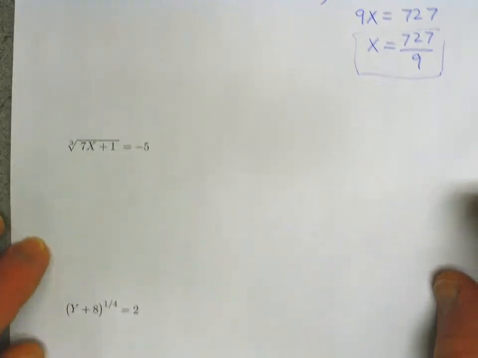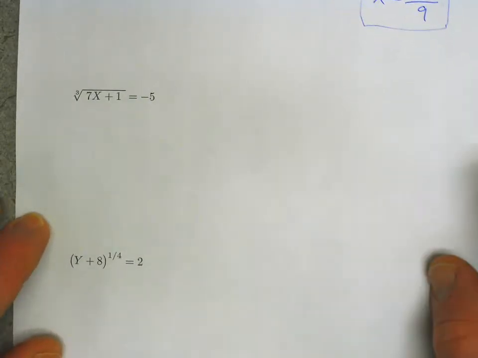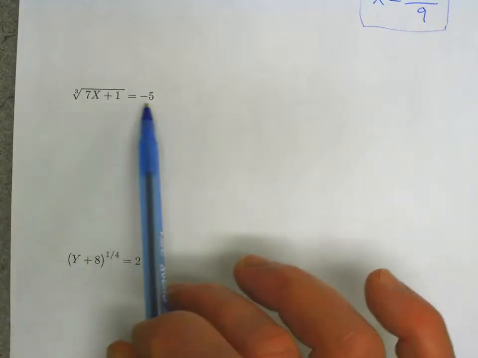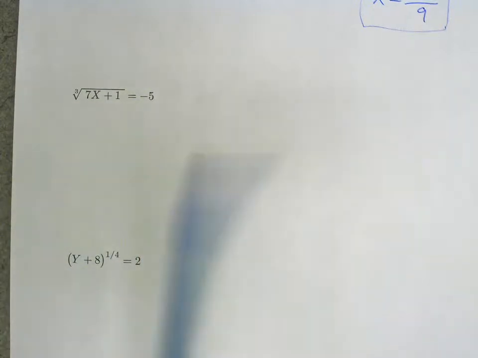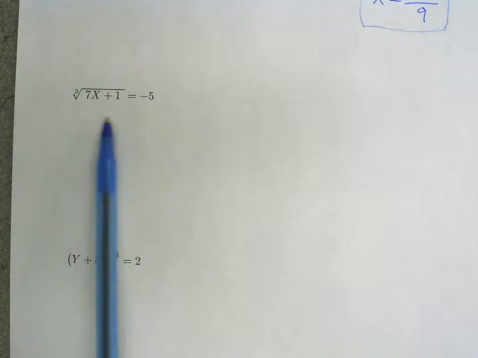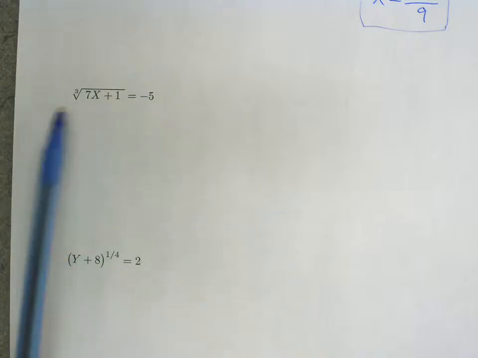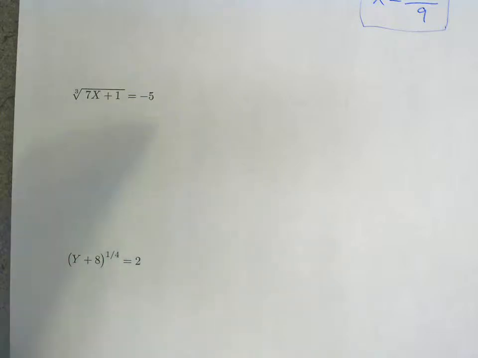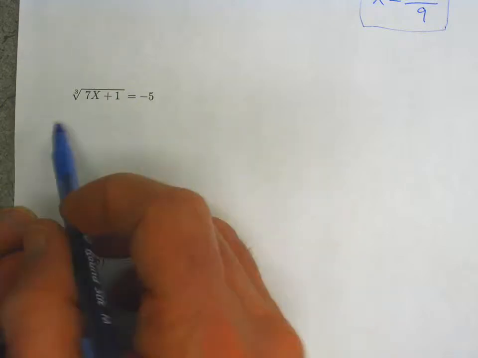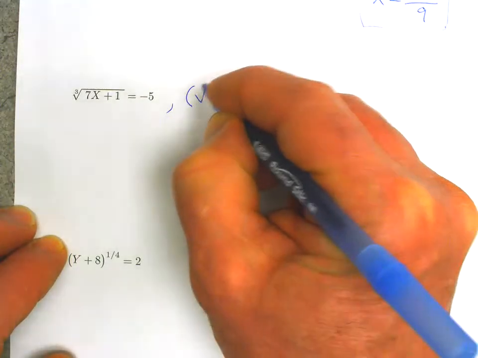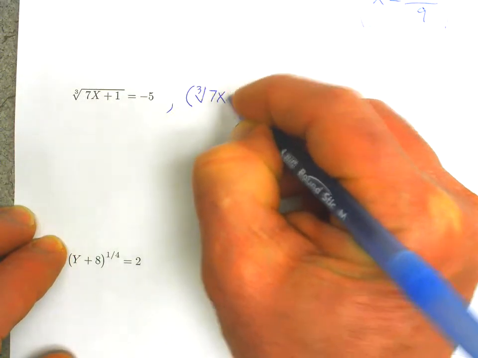Okay, in the next example, we have another cube root. The cube root of 7x plus 1 equals negative 5. If this were a square root, we would say no solution, but we can't say that there's no solution if it's a cube root, because cube roots of negative numbers are negative. So there's nothing wrong, at least at this point. We want to solve for x, so we're going to cube both sides. That is, raise both sides to the third power.